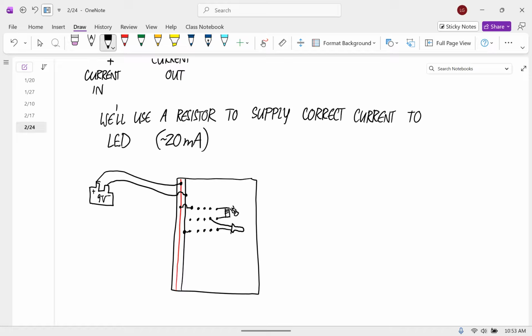Does that LED itself have resistance? That's a good question. It does have a little, but we're going to pretend like it doesn't for now.